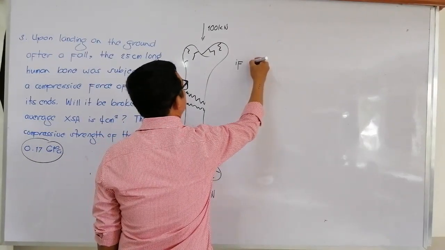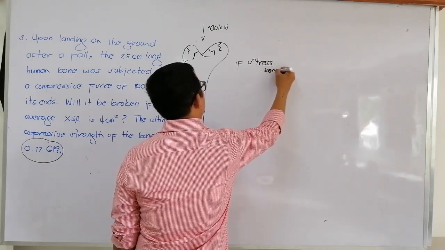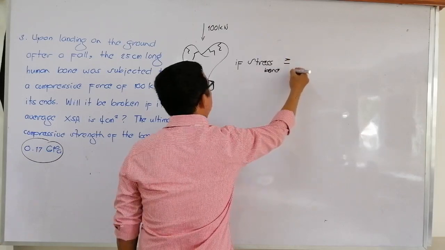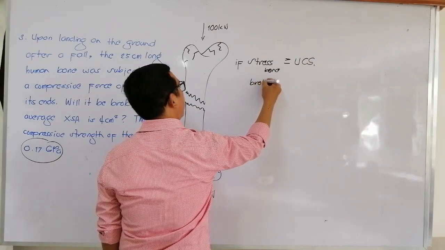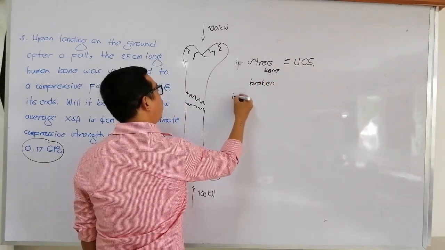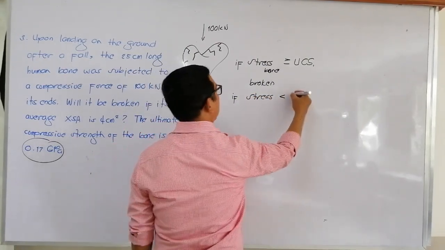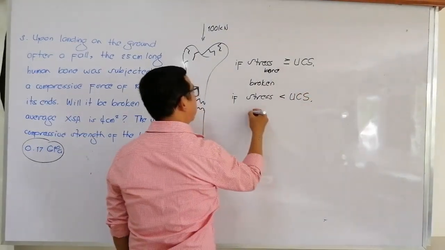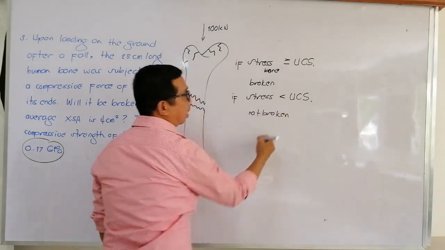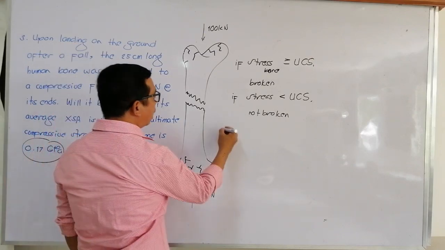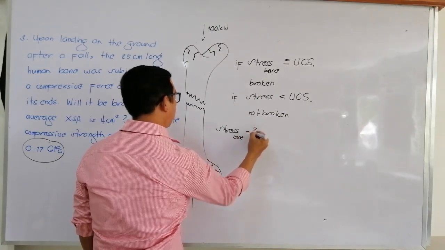So, if the stress na nararanasan ng bone ay equal to or greater than sa ultimate compressive strength, nangangahulugan, broken, we have a broken bone. But if the amount of stress experienced would have to be less than the ultimate compressive strength, hindi mag-break. So, kailangan natin i-compute or masolve yung stress na naranasan ng bone.